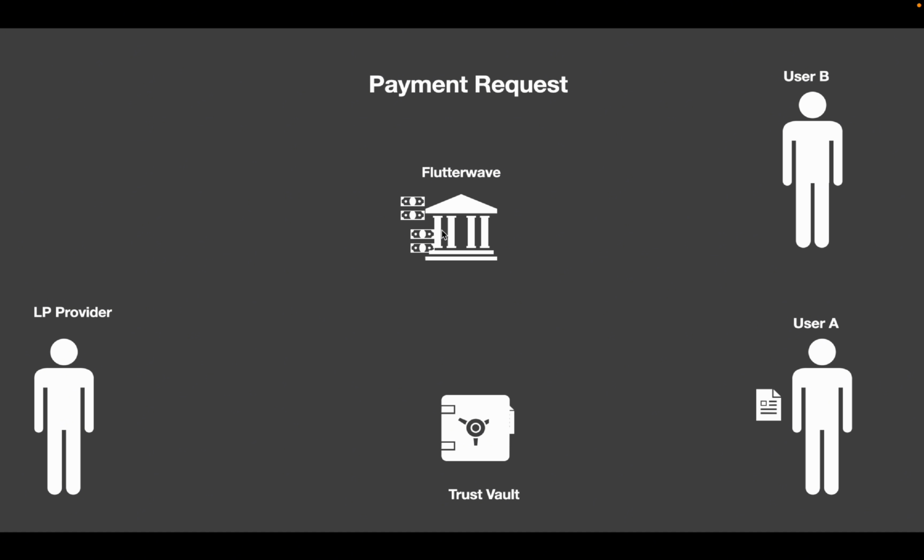Our program informs user A, and if user A approves this payment request, tokens are then deposited from user A's wallet into the escrow, and then the payment details is sent to Flutterwave to process this payment. Once the payment is successful, our bot picks up this transaction and then calls the program to release the token to the liquidity pool provider. In the next section, I'll be showing the live demo.